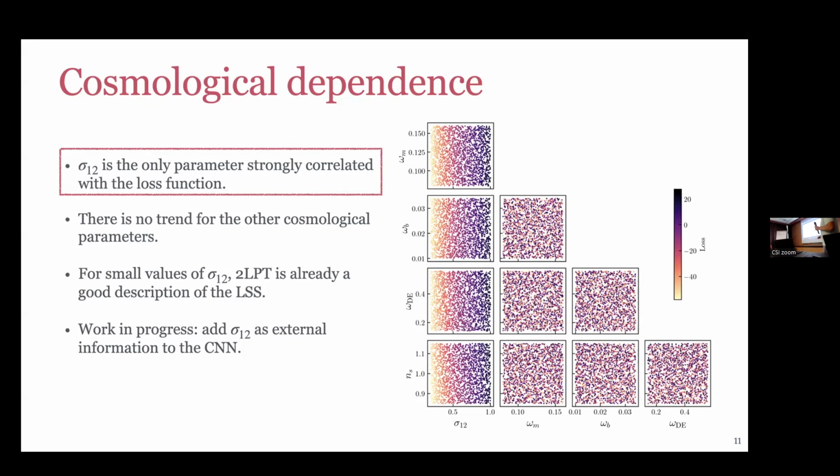And then something that we have in the works is how to implement this external information of sigma 12 as part of the information that the CNN takes as input. Because so far the cosmology only comes in the LPT. The neural network doesn't know anything about cosmology. But this is highly non-trivial to implement, in general in convolutional neural networks.